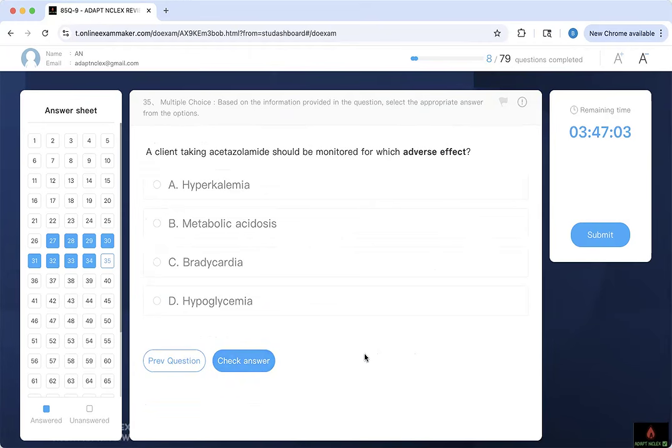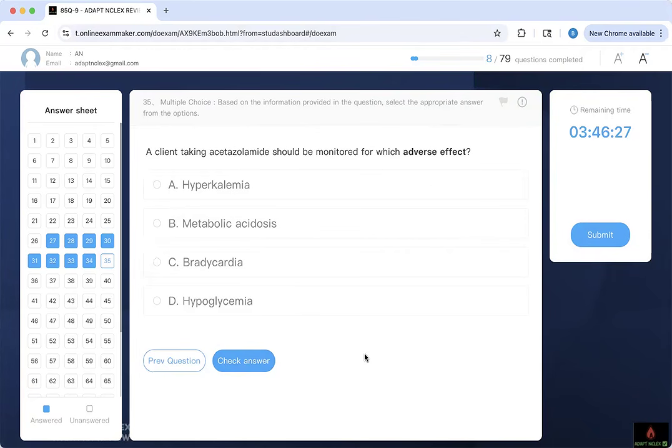A client taking acetazolamide, I told you, is a carbonic anhydrase medication. It's a diuretic. You can use it for glaucoma. Should be monitored for what adverse effect? What is the major side effect associated with this medication? Write it down. If you don't know, stop this video, number 35, put it down. Anytime you see this medication, that should be the first thing that pops up in your mind. That's what the NCLEX is going to ask you. Acetazolamide looks like a loop diuretic, but it has a specific side effect.